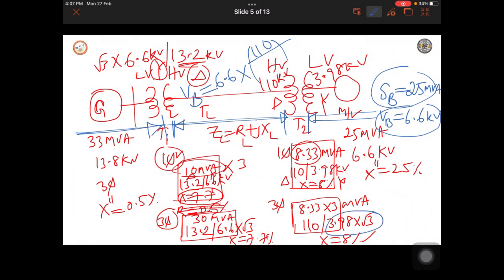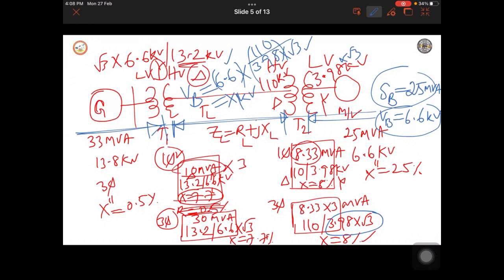this. We should not take the single phase rating. This is into root 3, that is 3.98 multiplied by root 3. So one thing you keep it in mind, that numerator and denominator voltages should be of same range. Okay. This is how we can find the base voltage. Let us take this value is x kV.